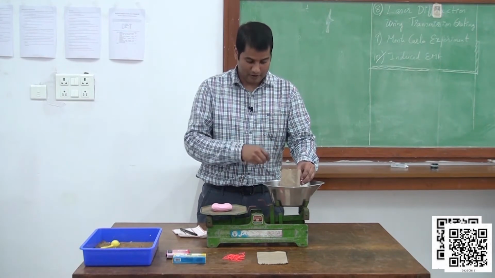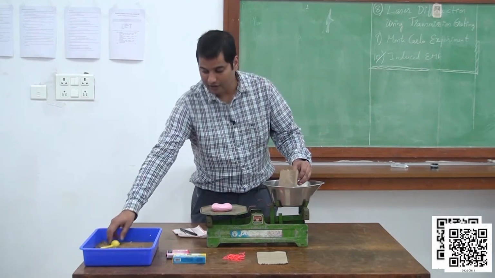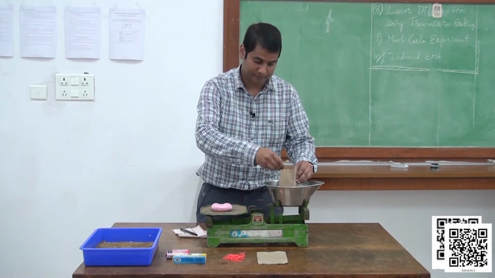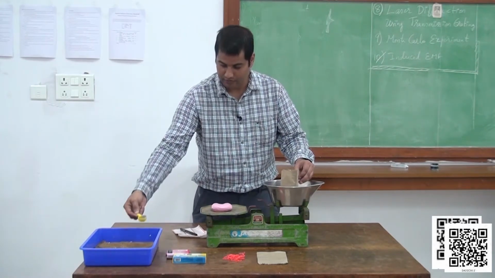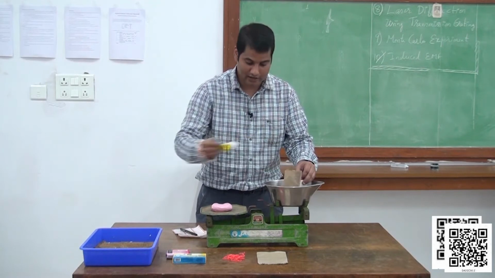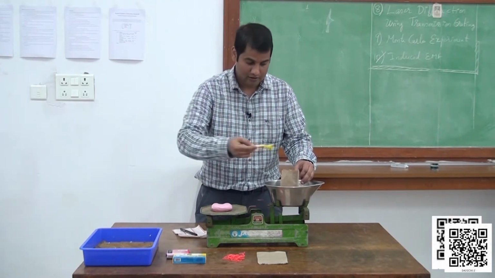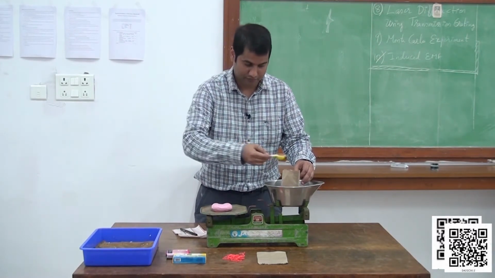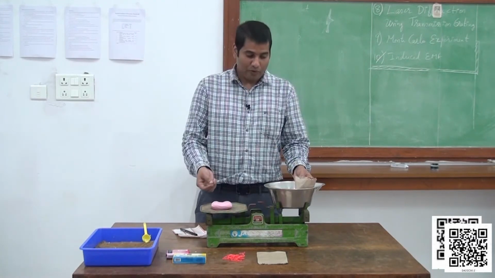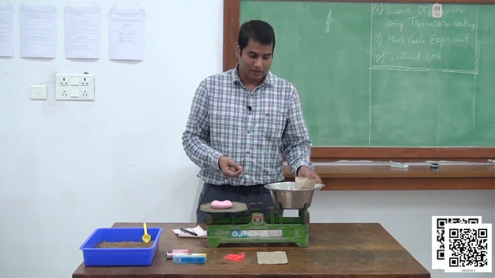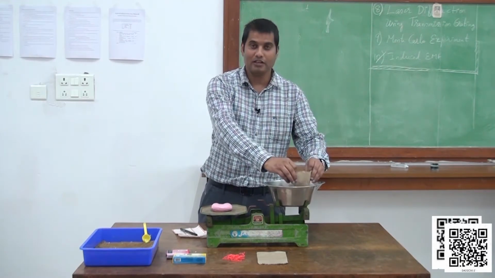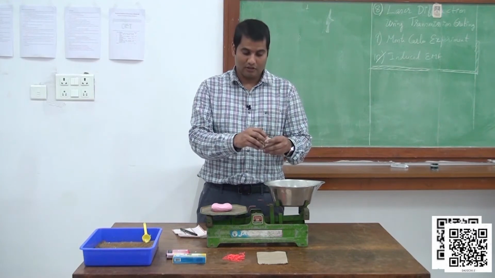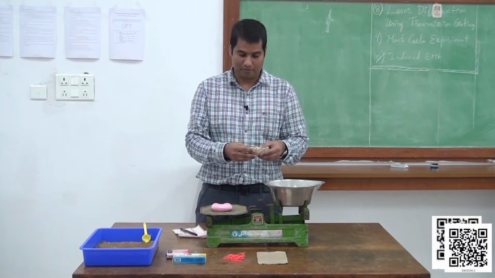Now in this paper packet add sand. You add sand till the balance gets balanced. The soap has balanced the sand. Now this sand is equal in weight to the weight of the soap, and the soap weight is 100 gram.